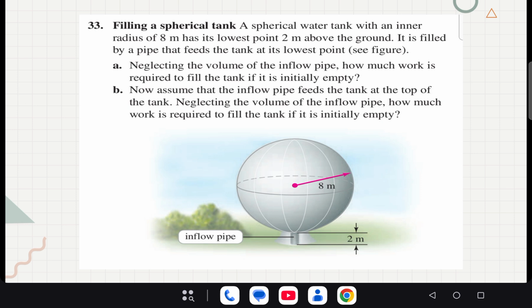In letter A, neglecting the volume of the inflow pipe, how much work is required to fill the tank if it is initially empty? And letter B, now assume that the inflow pipe feeds the tank at the top of the tank, neglecting the volume of the inflow pipe. How much work is required to fill the tank if it is initially empty?